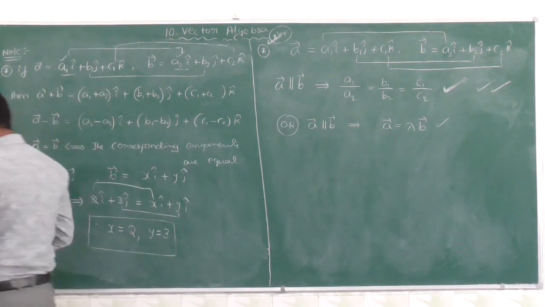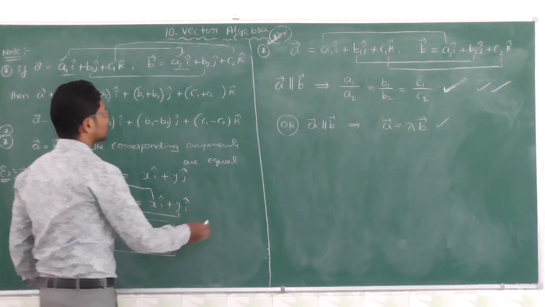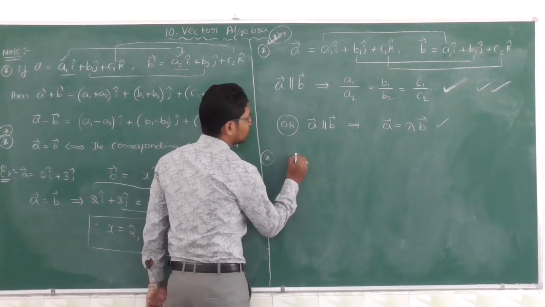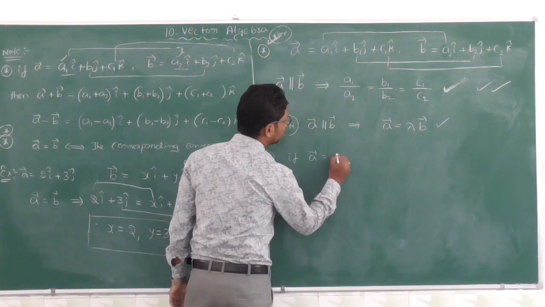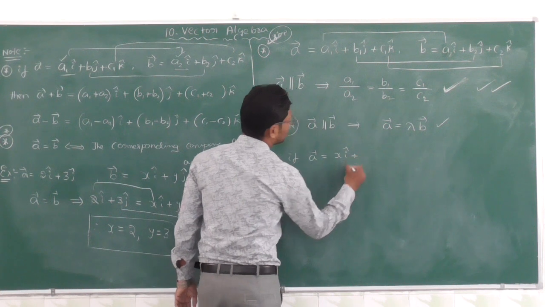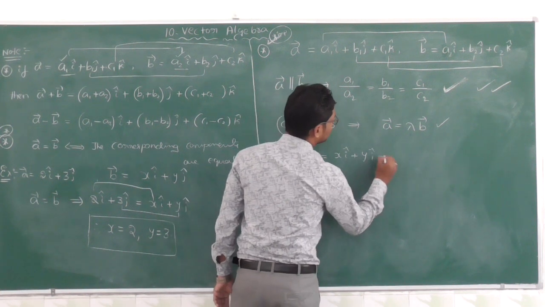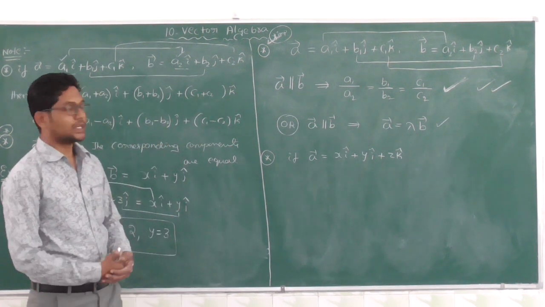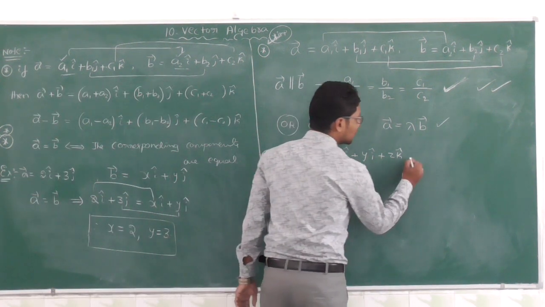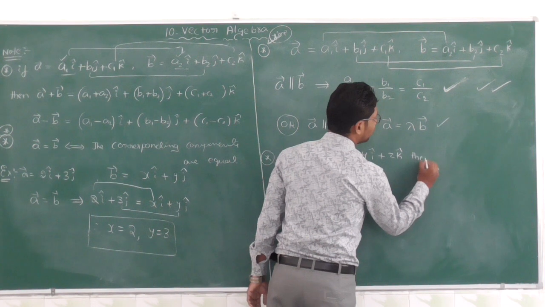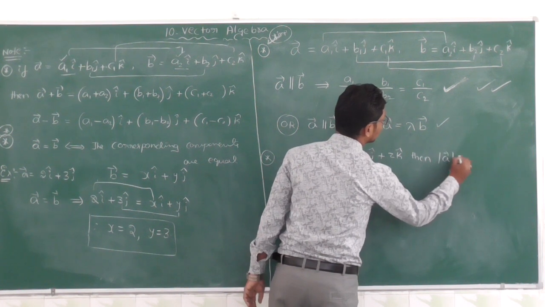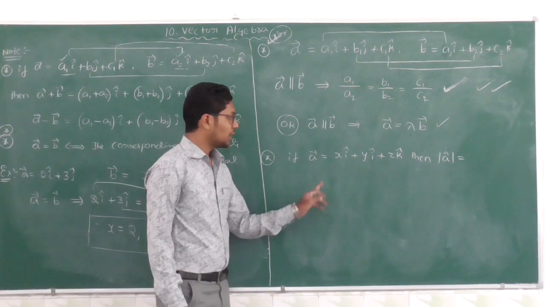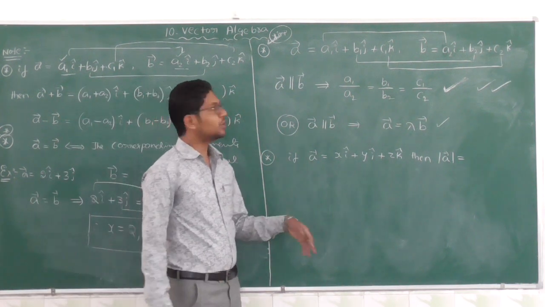Next point. Suppose we have the vector A equals xi plus yj plus zk. Then how to find the magnitude of A vector? Okay, before that, we have discussed components of a vector.